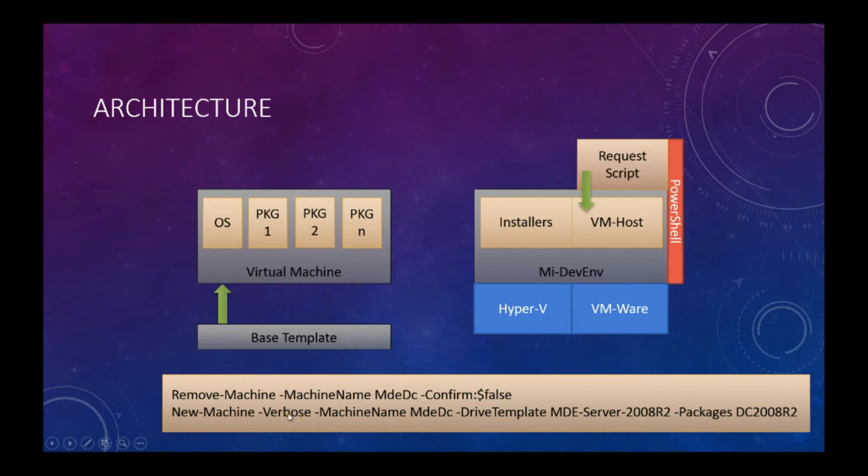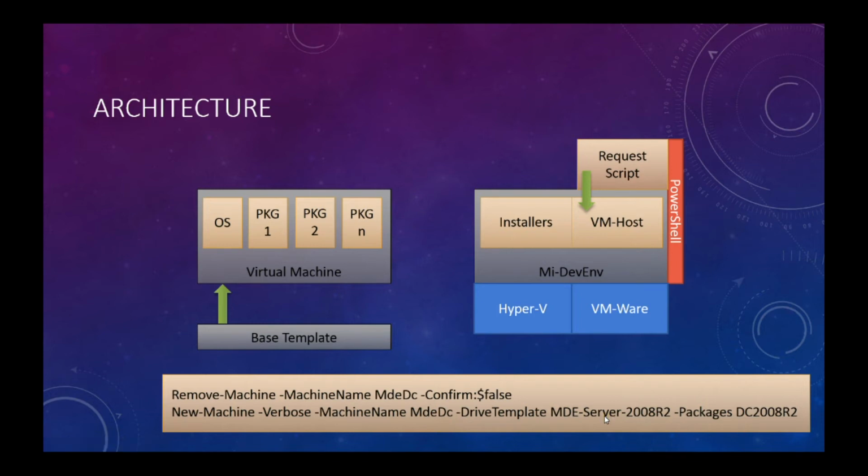Verbose will give us some really nice trace messages about what's going on, like network settings, the memory that's supplied to the machine and so on. So again, here's the name of the machine that we're creating. And then we're telling Mi-DevEnv to use a drive template, and this is this base template that we've talked about earlier. And the base template is called MDE Server 2008 R2. So you can guess which operating system's being used inside that base template.